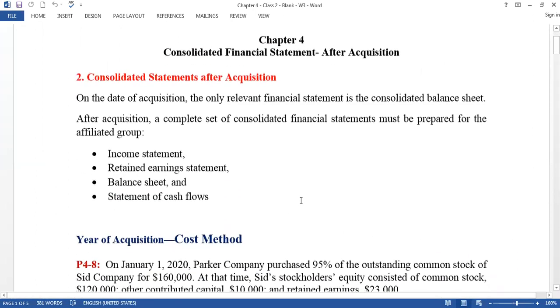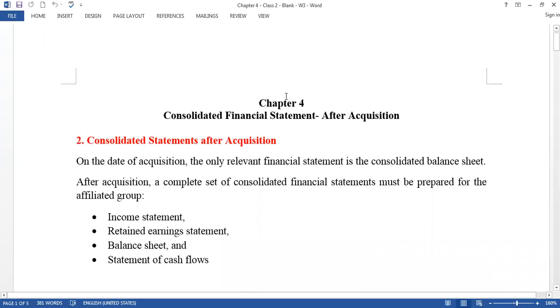So today we are going to solve one important question based on the cost method. We are now in chapter 4 and we are preparing consolidated financial statements. On the date of acquisition, the only relevant financial statement is the consolidated balance sheet. So remember your chapter 3.